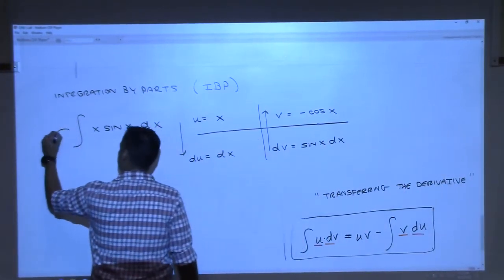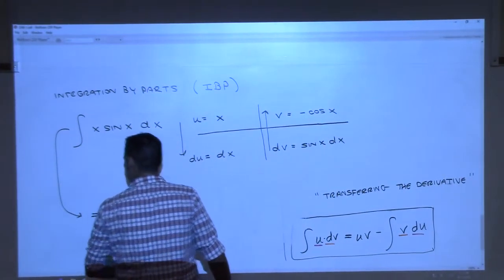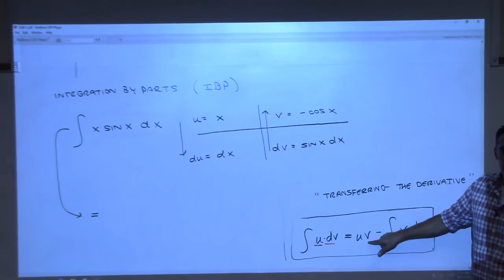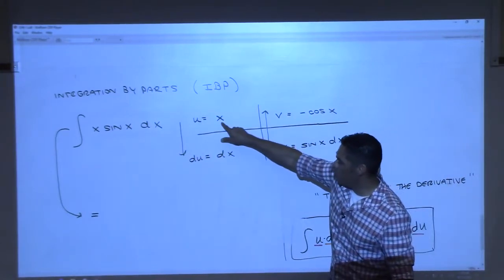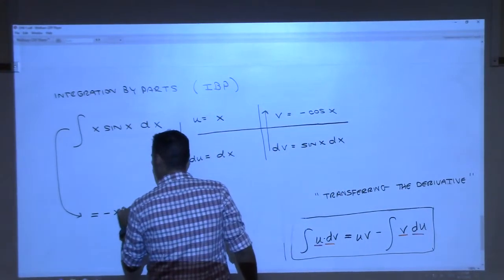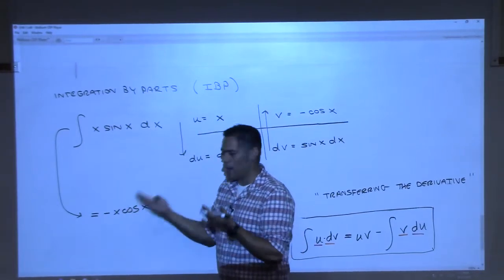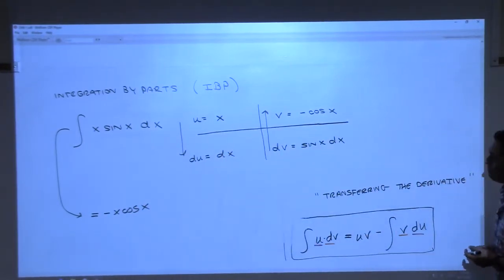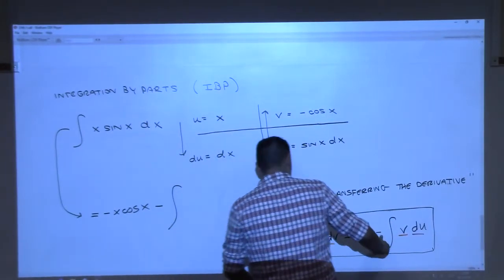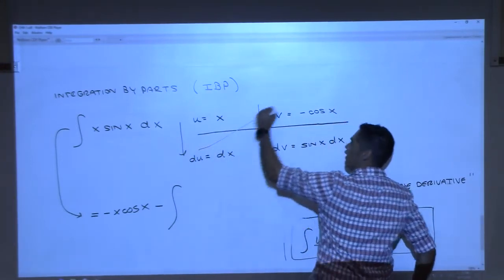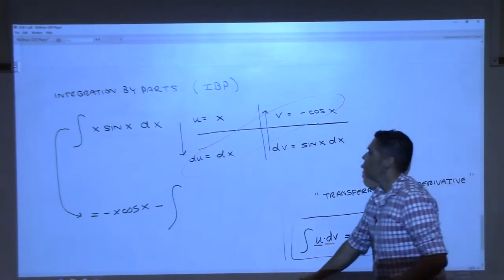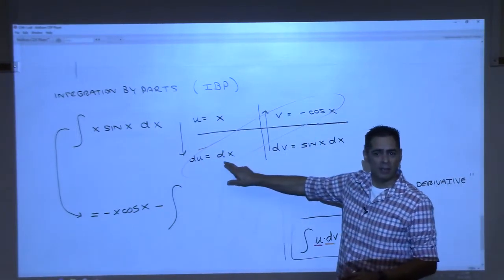So this will equal, according to the formula, u times v. U is x, and here's v, so if I multiply those two together, I get negative x cosine x. No integral on this, right? It's just u times v. Then what? Minus the integral, and now v du, which will be this diagonal right there. You're going to multiply across that diagonal, which for us will be negative cosine x times dx.